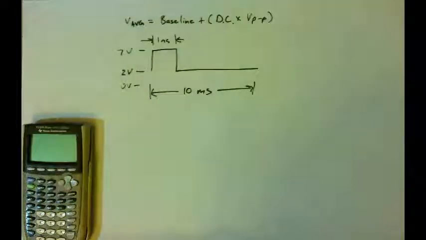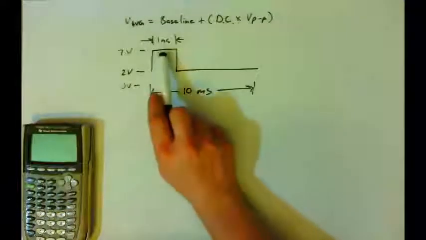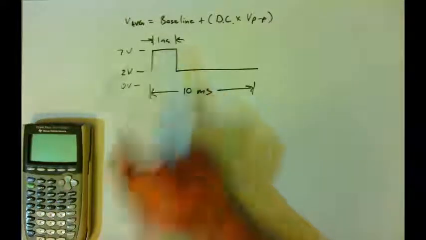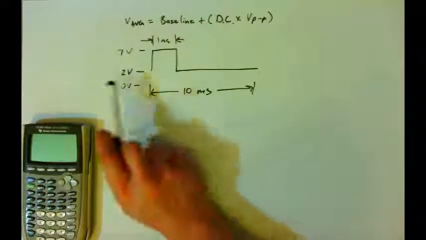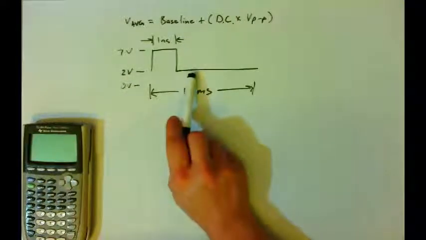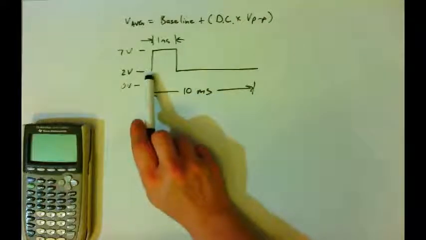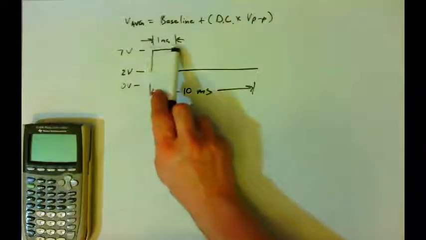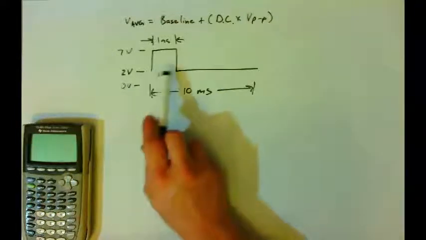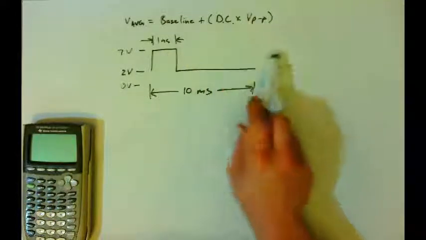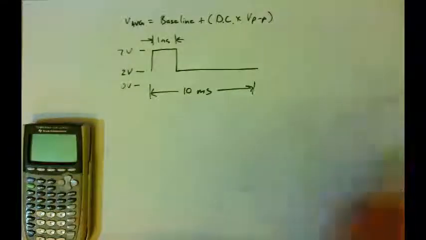Example B looks like this. We still have the same 1 millisecond for the pulse width and 10 milliseconds for the period. The difference here being that the baseline voltage this time is 2 volts. And so this square wave rises up to 7 volts and then falls down to 2 and never falls all the way down to 0. So it varies between 2 and 7 volts, and it will repeat itself over here as time goes on.